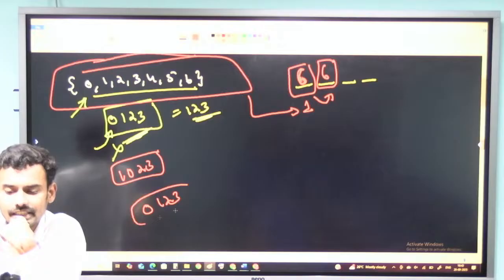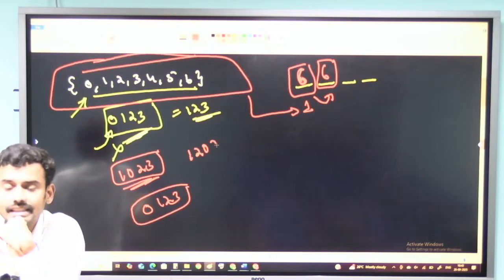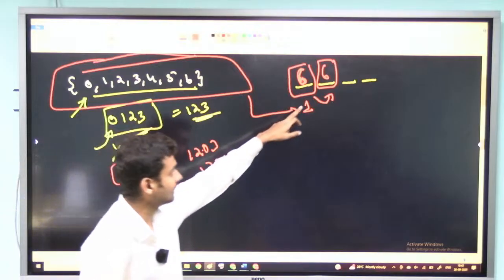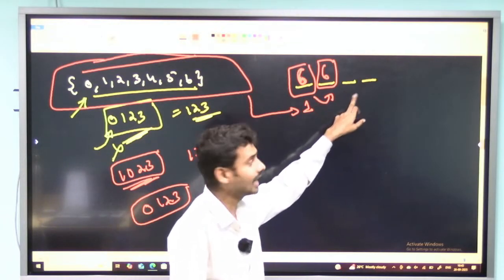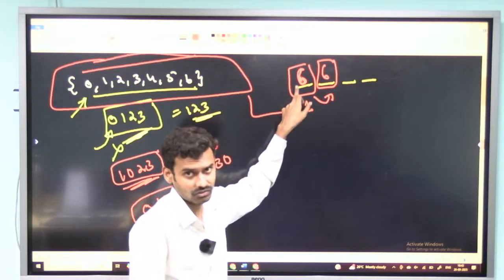0123 is not a 4-digit number, but 1023 is a 4-digit number. 1203 is a 4-digit number. 1230 is a 4-digit number, which means I can have 0 in this place, I can have 0 in this place, I can have 0 in this place. But the only condition is I can't have 0 in the highest place value.